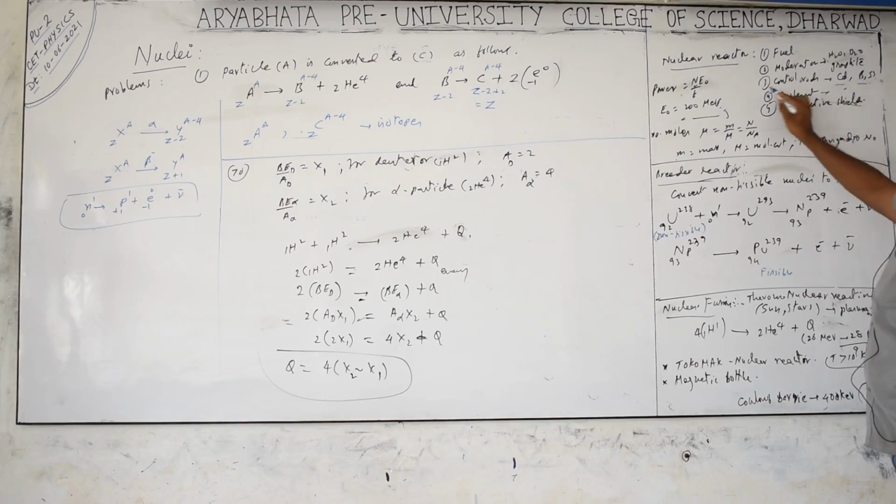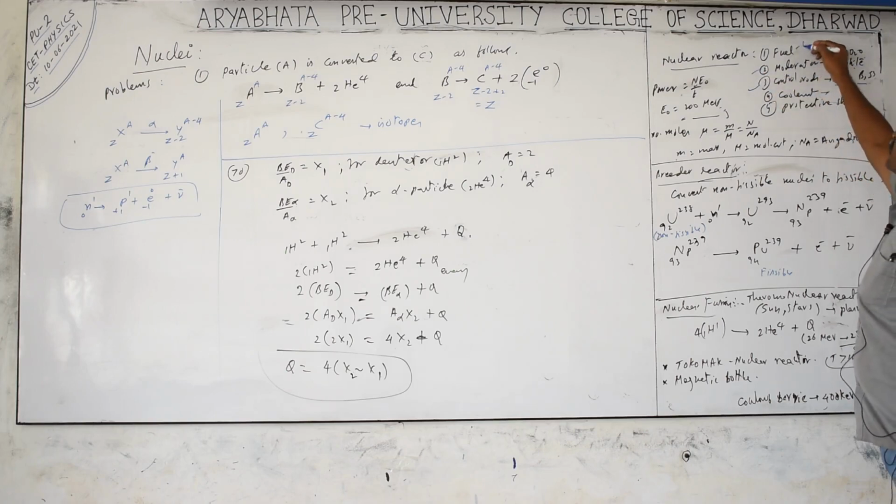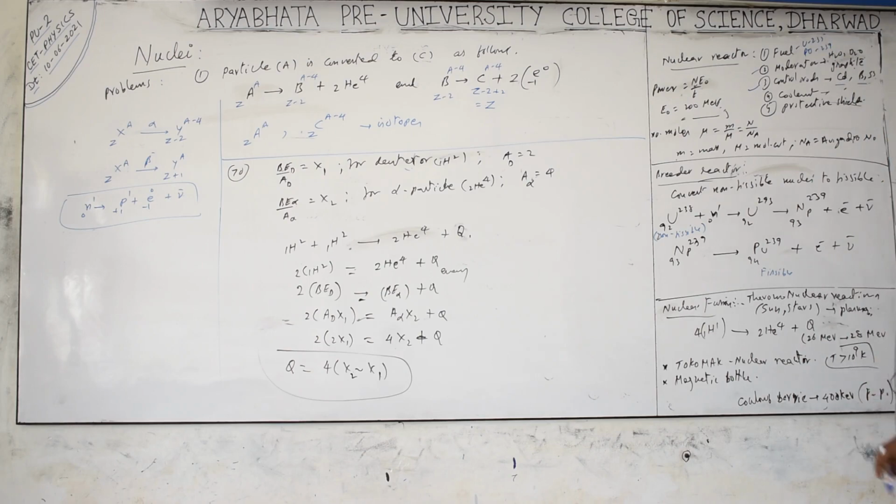Cadmium and boron are used for the control rods. Moderators generally used are water, D2O, and graphite. And for fuel, uranium-235 and plutonium Pu-239 are the most feasible, mostly used, highly feasible nuclear fuels.